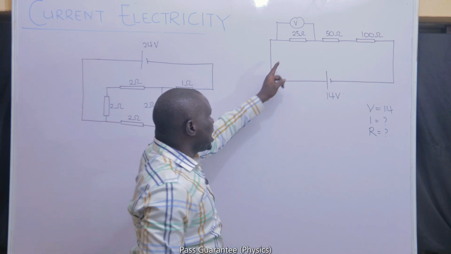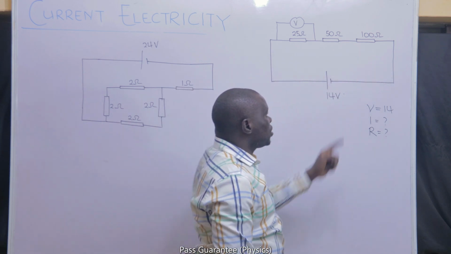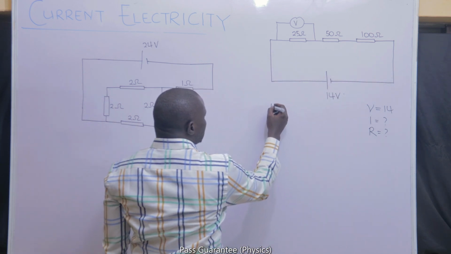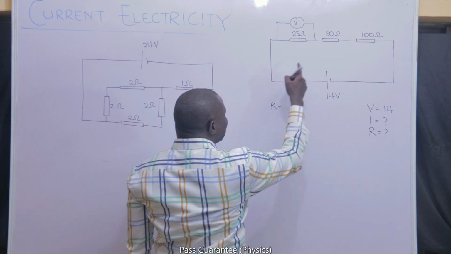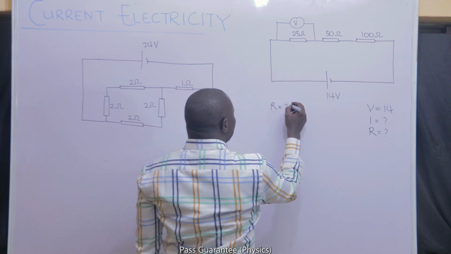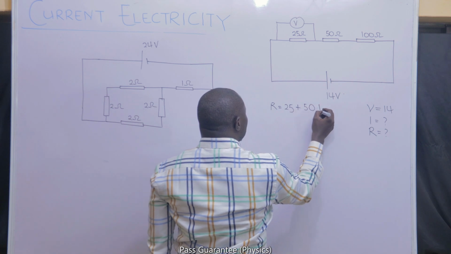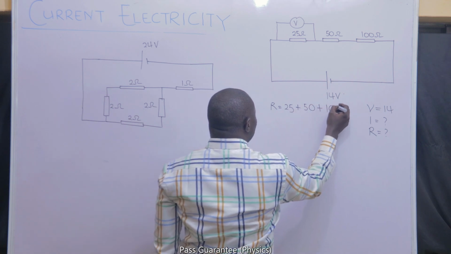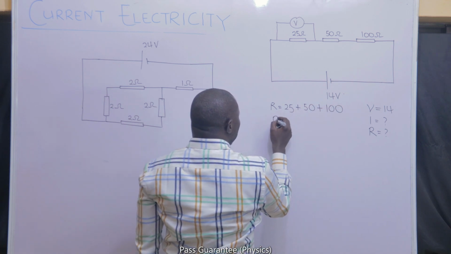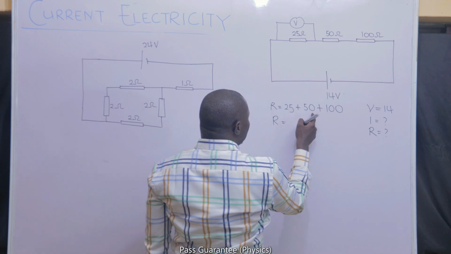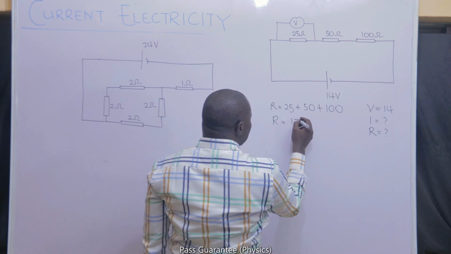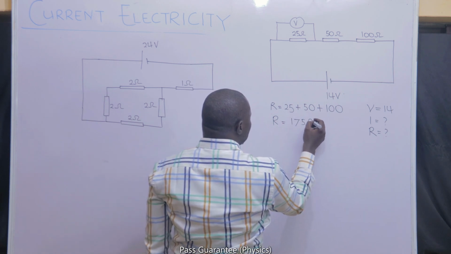This is a series connection of resistors. When resistors are in series, I can add them together to get their total resistance. That will be 25 plus 50 plus 100. And the R must be equal to 25 plus 50 plus 100, which is 175 ohms.